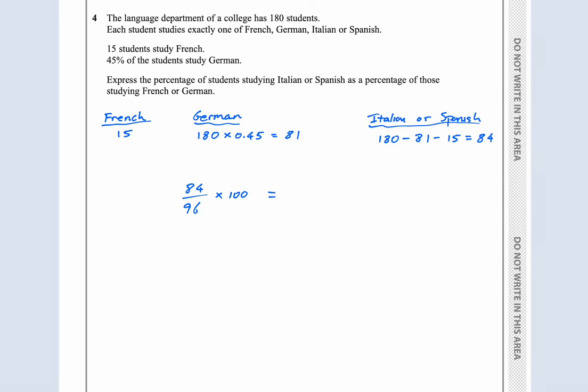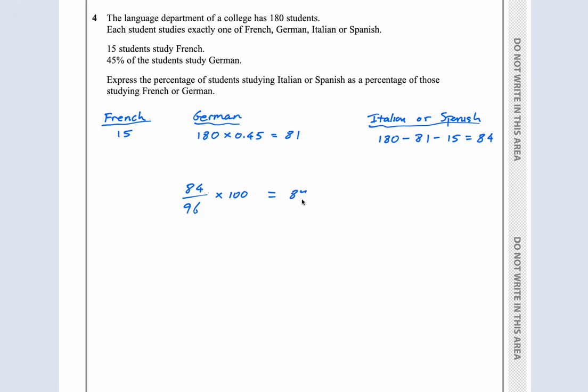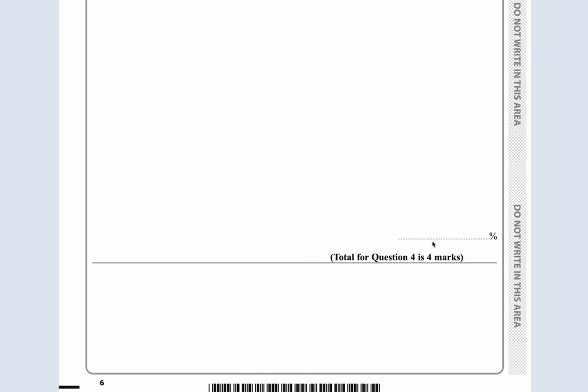Okay, and that gives me 84 divided by 96 times 100, which is 87.5. So that's 87.5%.